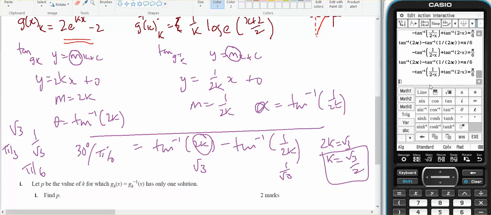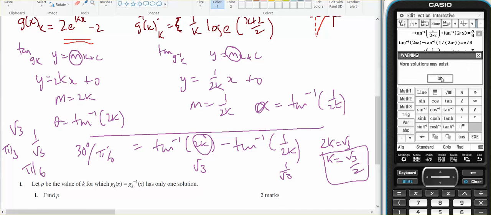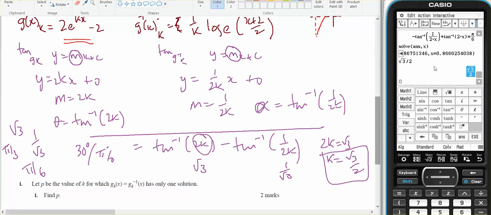Let's check that with my calculator. If I go interactive, advanced, solve for x, it won't give me exact solutions. I'll ignore the negative. So this answer here, I'm thinking, is root 3 on 2. And it is. Okay, so k equals root 3 on 2.